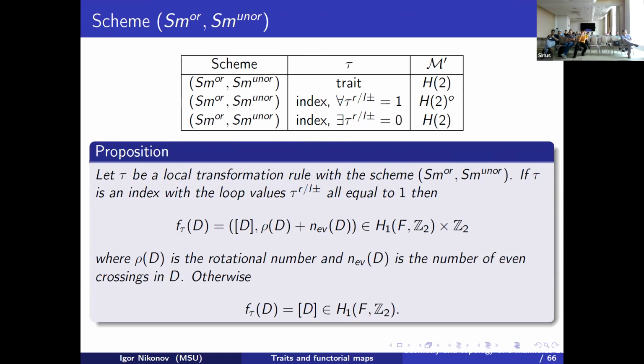In the best case, we have the value of the functorial map: the homology class, and some number in Z2, which is the sum of the rotation number of the diagram and the number of even crossings in the diagram. So this functorial map gives us an element in this product of one-dimensional homology and Z2.